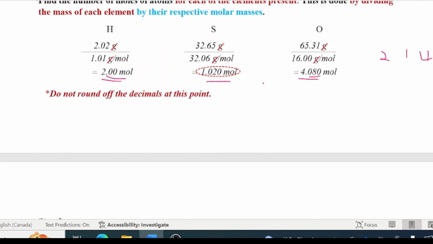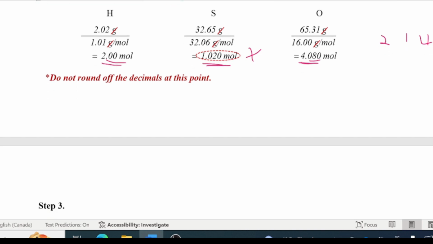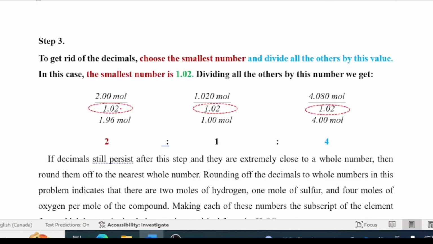So the next thing we'll do to get rid of the decimal, you divide each of these by the one that is smallest. And this number here is the smallest one. So this is the next step. Dividing each of these by the same one here, the smallest one here, we now end up with nice whole numbers like these. These are the whole numbers. It means that in the compound, these will be the number of atoms present. So you have 2 hydrogen atoms, 1 sulfur, and 4 oxygen.